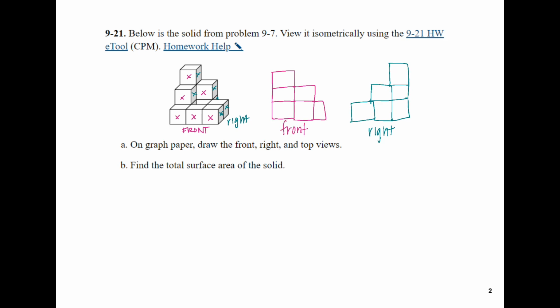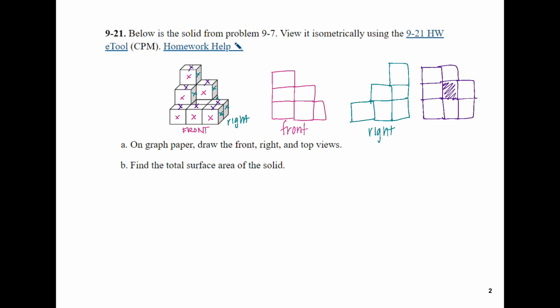When I draw my top view, I'm looking down, so I see 1, 2, 3 blocks on my left. I see 1, no block in the middle, but 1 on either side. And then I see 2 blocks right here. So this one is not a block. And this one is not a block as well in the corner.